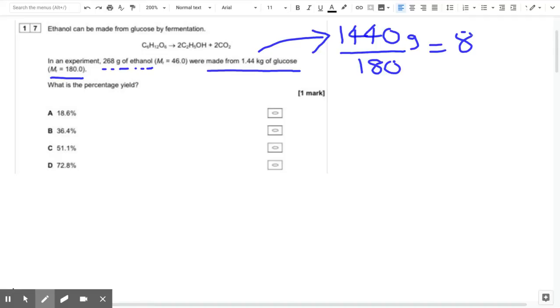Now, using the equation, you see that 1 mole of glucose produces 2 moles of ethanol. So for every 8 moles of glucose that we start with, we're actually going to end up with 16 moles of ethanol. So that's in an ideal situation, we'd end up with 16 moles of ethanol. However, the question obviously is telling us that we have 268 grams of ethanol.